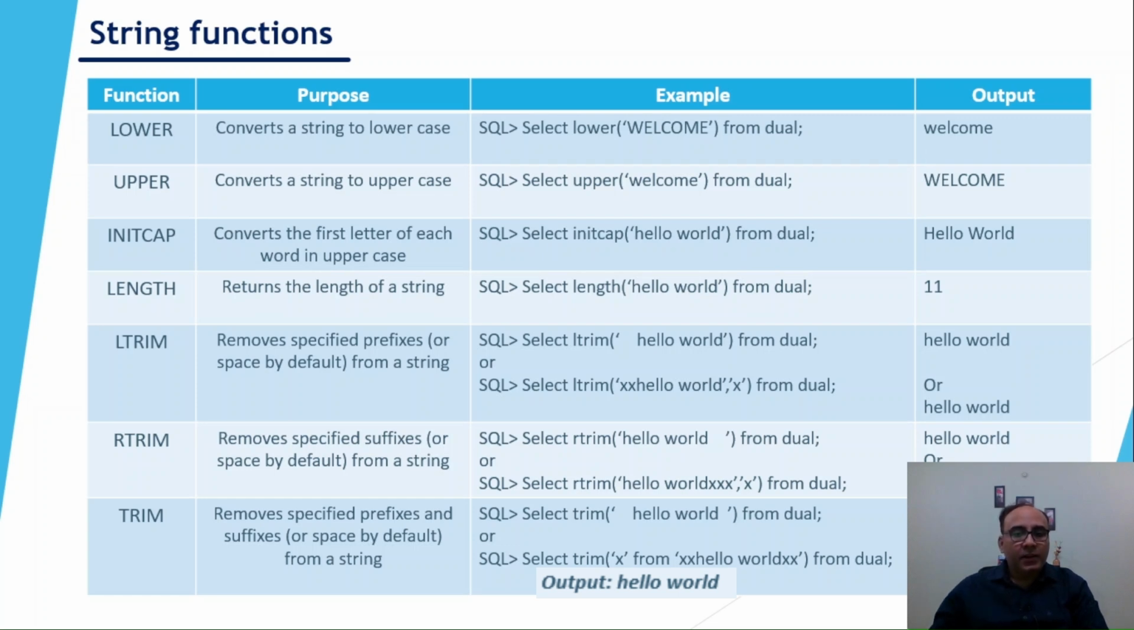Then another one is select TRIM x from x's hello world x's from dual. What it will do is remove x from this particular string. Whatever x's are there in the prefix and suffix will be removed from the specified string. And at the end we will get hello world as the output.